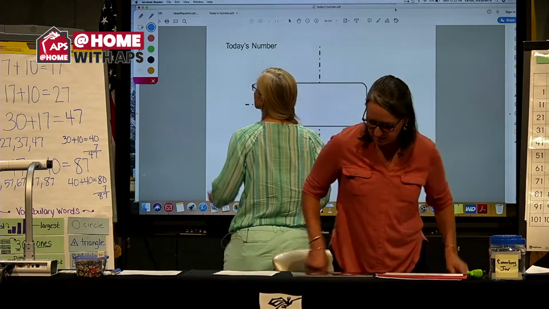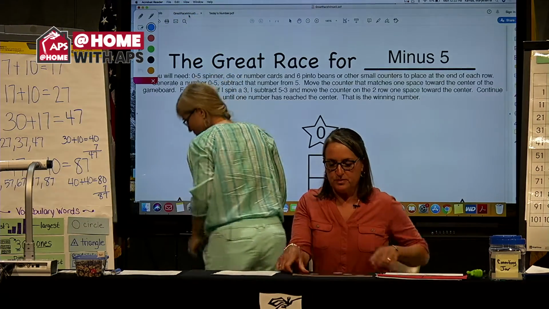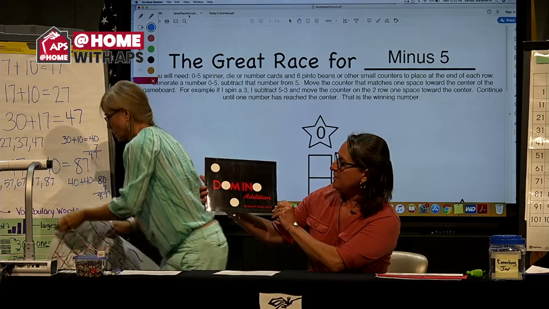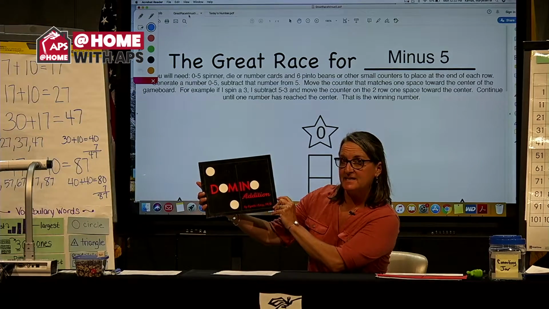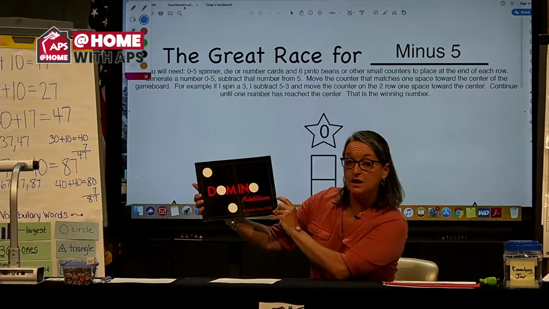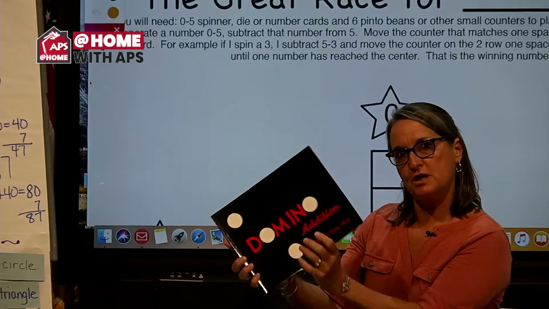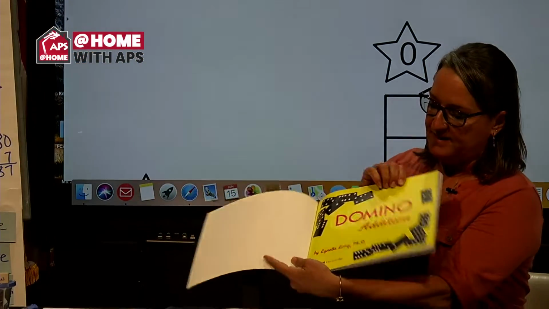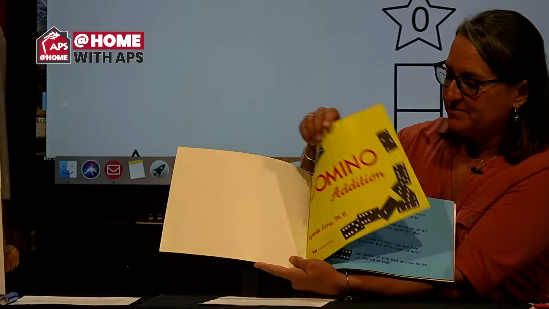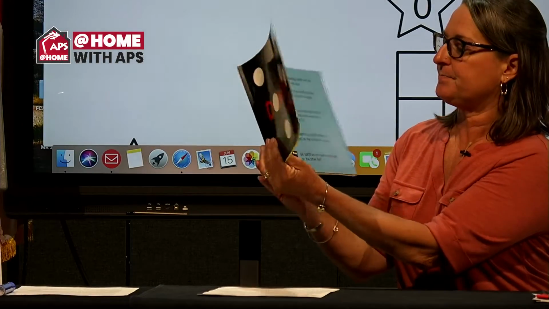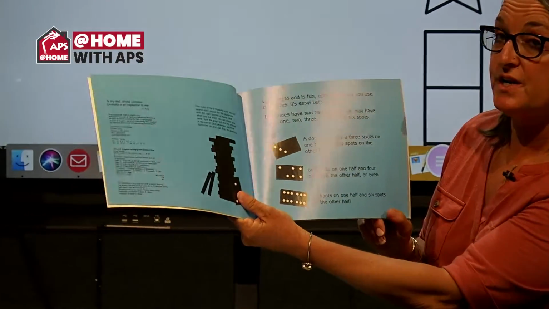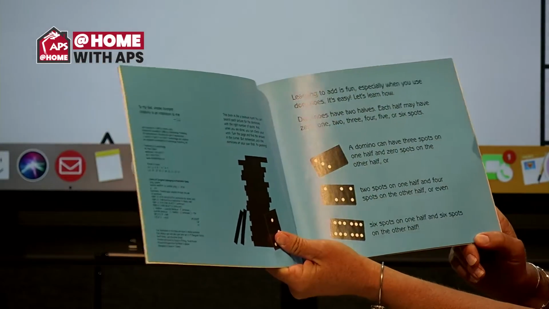All right, kiddos. This book is called Domino Addition, and it is by Lynette Long, and it's a Charlesbridge book. These look familiar, don't they? We spent some time with these last week. So you can think about what you already know about dominoes and what we can learn.